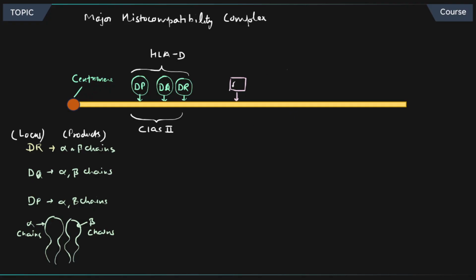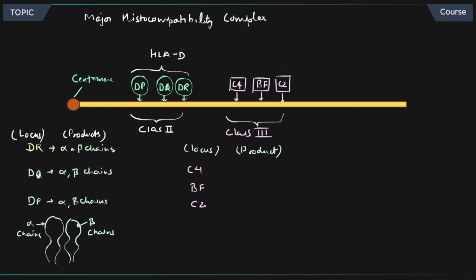Now let's move on to class 3. Class 3 is actually in between class 1 and class 2. And in this one, amazingly, you have a totally different kind of protein, soluble proteins. Let me write it down. For class 3, we'll start with the locus and then the product, so the gene and its product.